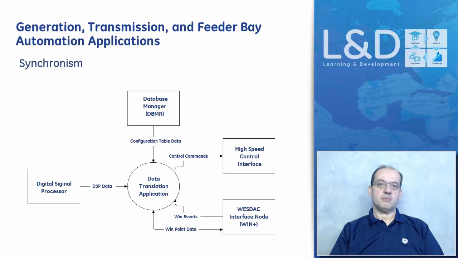The synchronism application controls breaker closure based on a voltage condition on either side of the breaker. The DTA monitors the voltage on both the bus and the line side of the breaker, and when the conditions of phase difference, slip frequency, and root mean square (RMS) voltage difference are within configured limits, it closes the breaker.